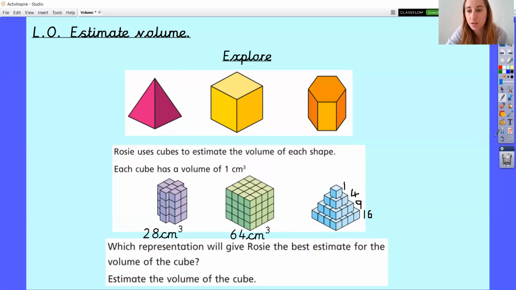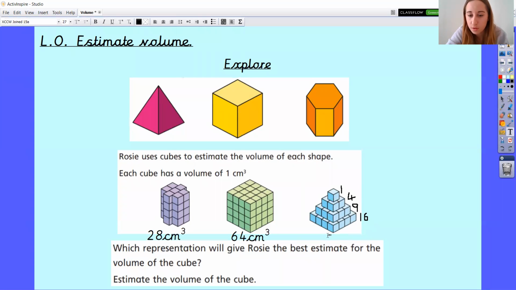So now I can just add up those layers to find out what the volume is. It's a bit like using my square numbers, isn't it, and adding those up. So I'm thinking about what order I'm going to add those together in. Well, I know 16 add 4 is 20 using my number bonds. And then 9 add 1 is 10. So my estimated volume is going to be 30 centimetres cubed.